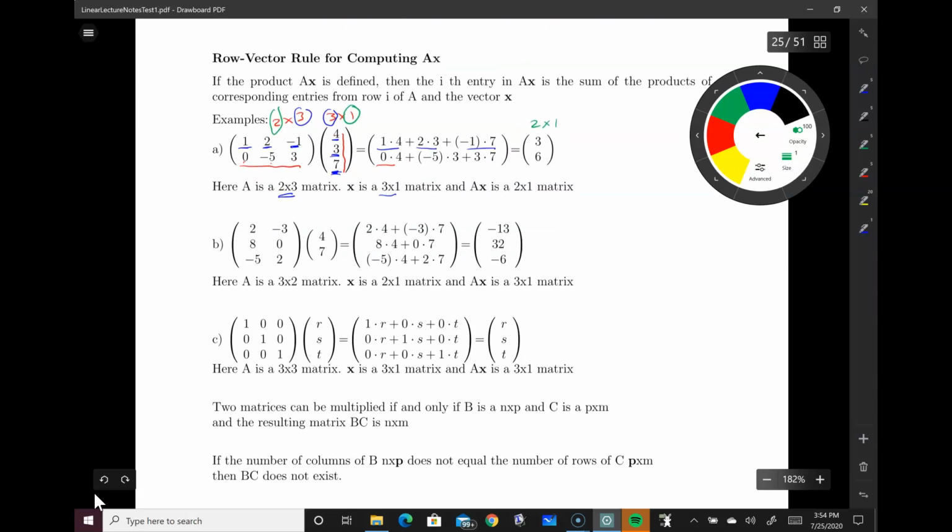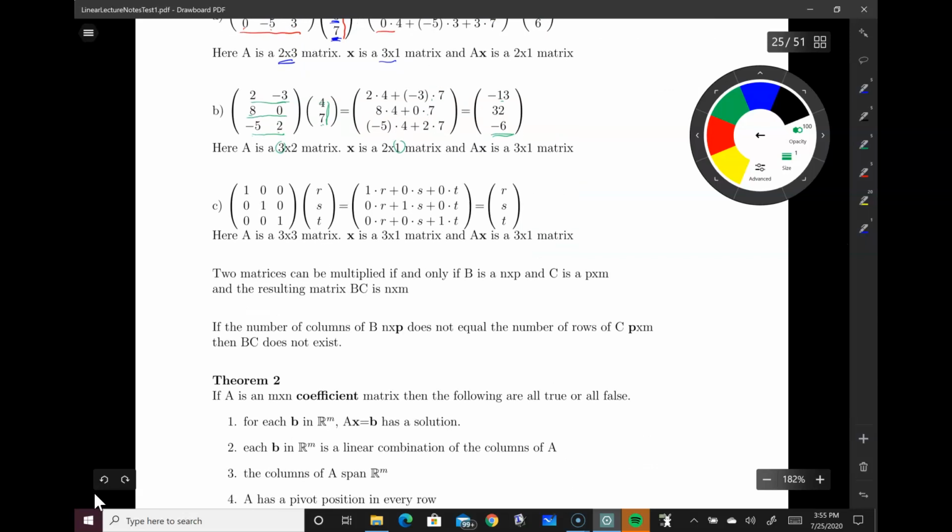All right, let's look at this again. Here I have this row, called a row vector. I multiply this row times this column vector: 2 times 4 plus negative 3 times 7 gives me negative 13. I do the same thing here, multiplying this row times this column: 8 times 4 plus 0 times 7. And then negative 5 times 4 plus 2 times 7. And add those together. This is the column vector that you get out. That is a 3 by 1 vector, right?